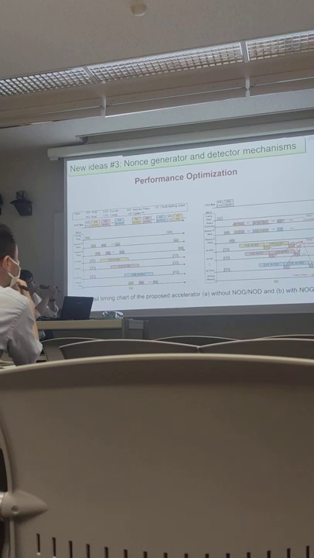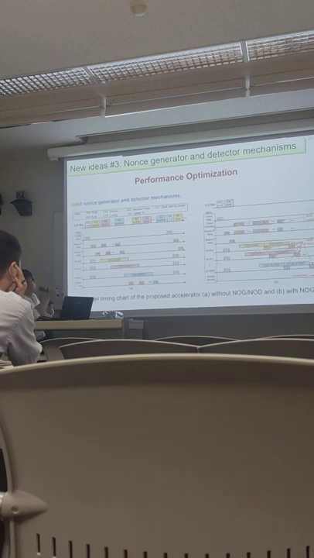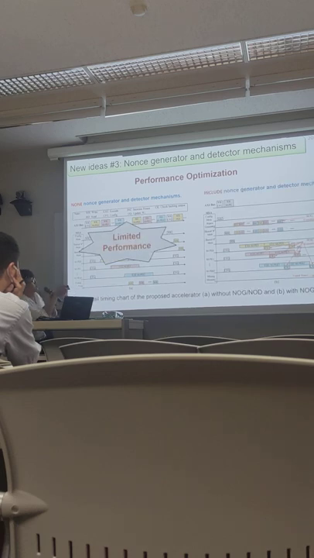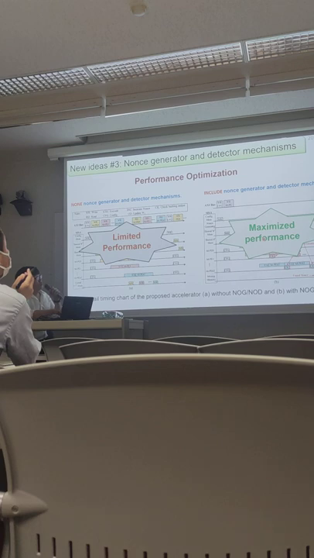Now, to better understand our proposal, as you see here, this noise generator and detector are used to improve the performance. This is the detailed time chart of the proposed accelerator with and without IDEA2 and IDEA3. This is the accelerator without IDEA3. They have limited performance. The reason is they have to wait for the CPU to transfer data to the accelerator. But in this case, they only wait for the CPU to send one message input, and they can automatically increase the data or check the data. So this is the reason that they can maximize the performance.